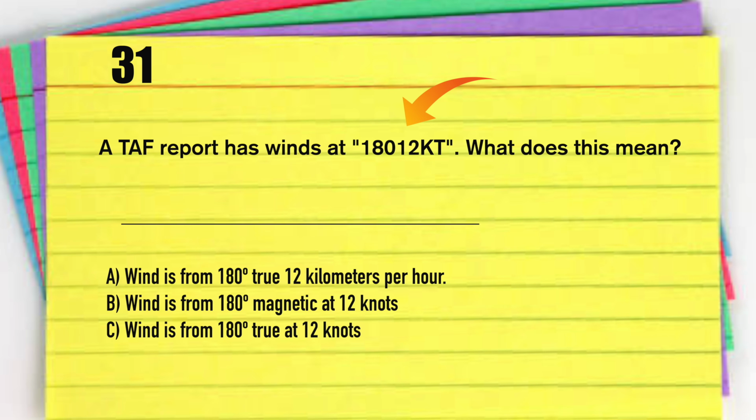The next one, a TAF report has winds at this code. What does this mean? Is it A, wind from 180 degrees true, 12 kilometers per hour? B, wind is from 180 degrees magnetic at 12 knots? Or C, wind is from 180 degrees true at 12 knots? Now, it's pretty obvious here that the numbers 180 degrees and the number 12 are both common numbers because they're in the question. But what's not in the question is whether this is true or magnetic, or whether we're talking about knots or kilometers.